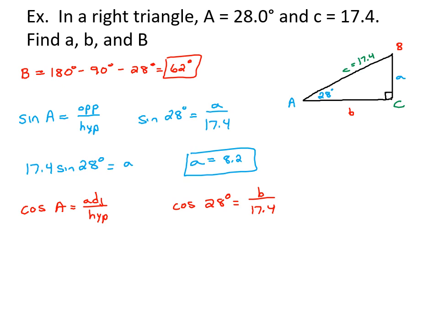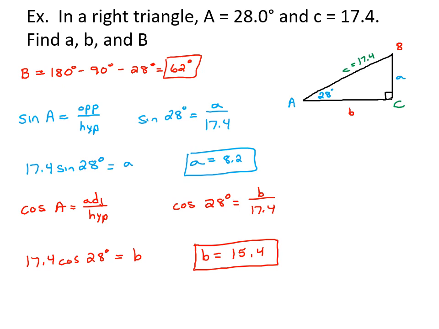And do the same thing. Move the 17.4 to the left-hand side and say 17.4 times cosine of 28. That would be B. And then I go back to the calculator. Say 17.4 times the cosine of 28 degrees gives me about 15.4.